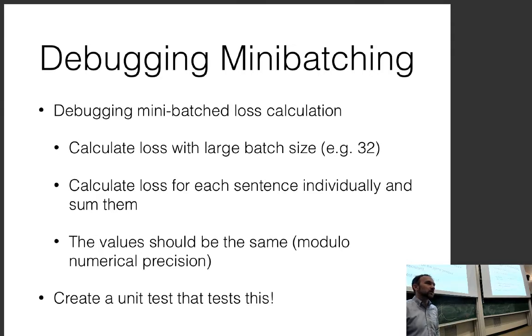make sure everything's working. You can also do this for your CNN that you're implementing now, or whatever, for text classification. So you calculate the loss function for the size 32 mini batch, and also for each sentence individually.